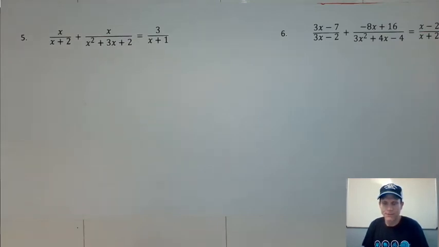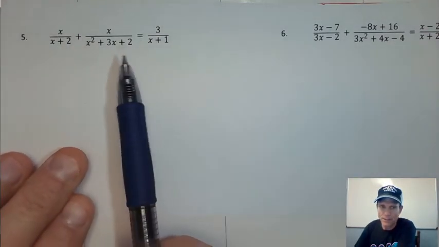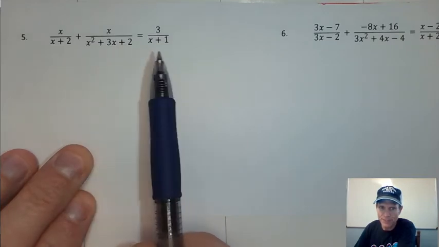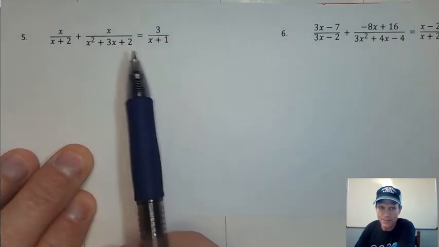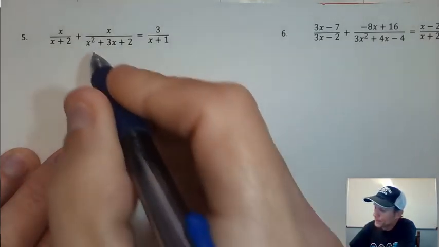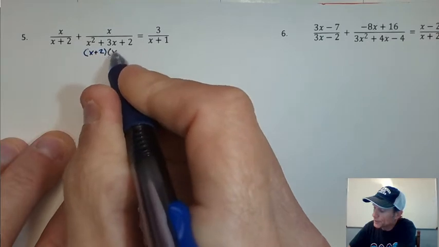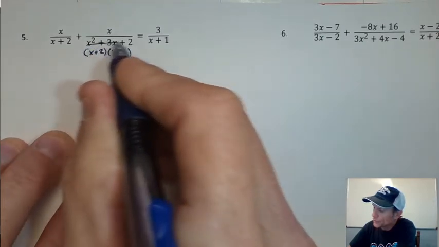All right, moving on to the last two examples in 12.6, solving rational equations. Here we have two fractions on the left side and one fraction on the right side, so I'm not going to use the cross multiplying technique. What I'm going to do is factor this to x plus 2, x plus 1, and then just draw a line through that.